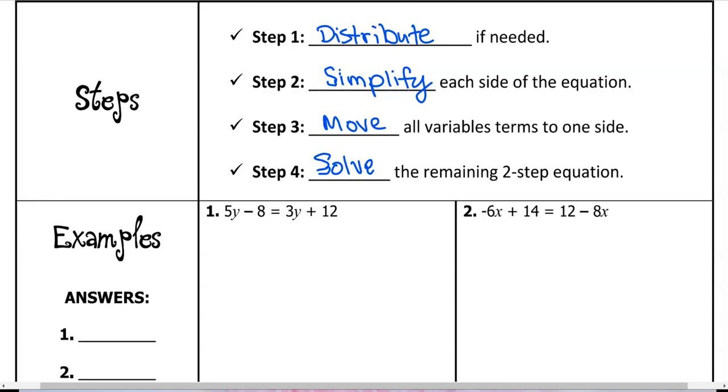So I need to move the 3 to the 5 or the 5 to the 3. Which way do you want to go? Move the 3 to the 5? How am I going to move the 3 over to be with the 5? Subtract it. So when we go across the equal sign, that's when you do the opposite. It's a positive 3y, so we are going to subtract it over. All right, 5 minus 3 gives us that 2.